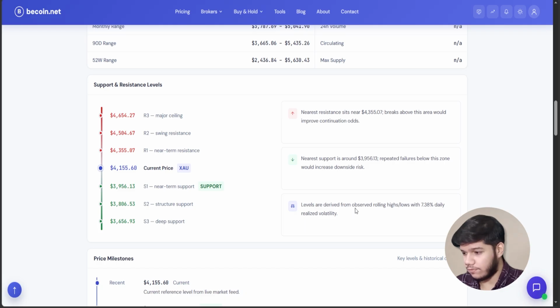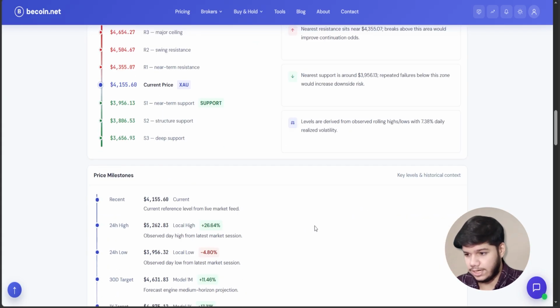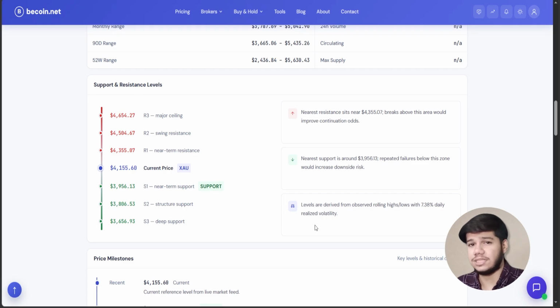Levels are derived from observed rolling highs and lows with 7.38% daily realized volatility. So keep that in mind. Always use these confluences just as a confluence in your strategy. Never rely 100% on it.